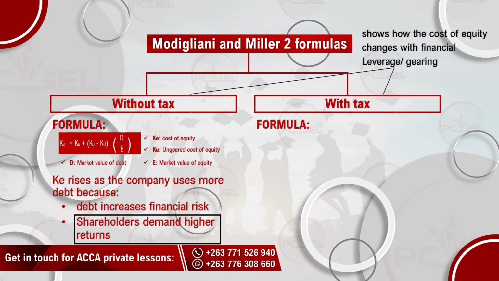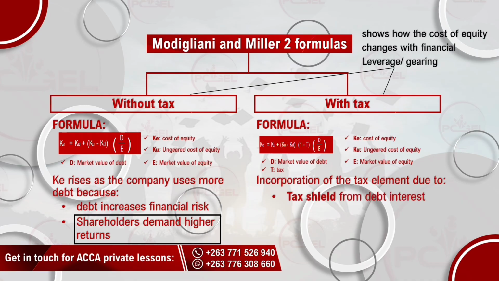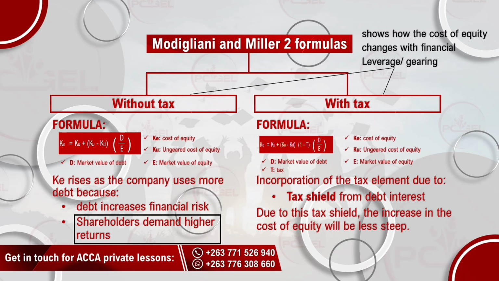The second formula is under the scenario in which we consider the tax effects. For this one, the formula is as displayed on screen, and the incorporation of the tax element is what differentiates it from the first formula. You need to take note that the reason why we incorporate tax into the calculation is that there is a tax shield due to the interest on debt that is tax deductible. And it should be taken note that due to this tax shield, the increase in the cost of equity will be less steep.